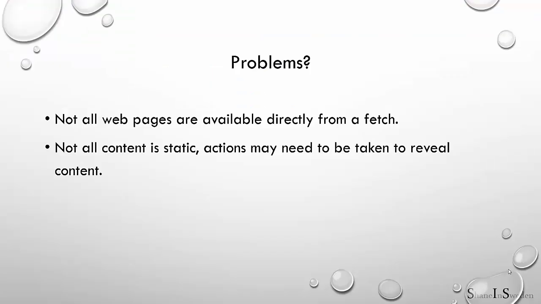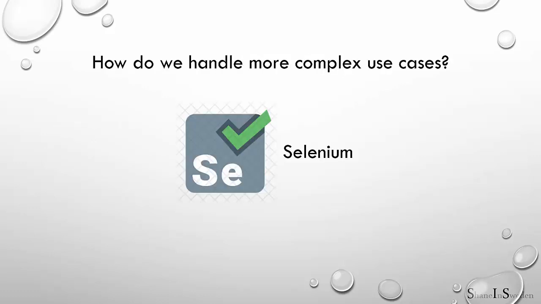So what testing tool can we use to help us with this type of dynamic content situation? Well, it's a tool that's probably already in use in your organization. And the tool we're going to look at today is a tool called Selenium. And with Selenium, we'll be able to handle these more complex dynamic use cases.